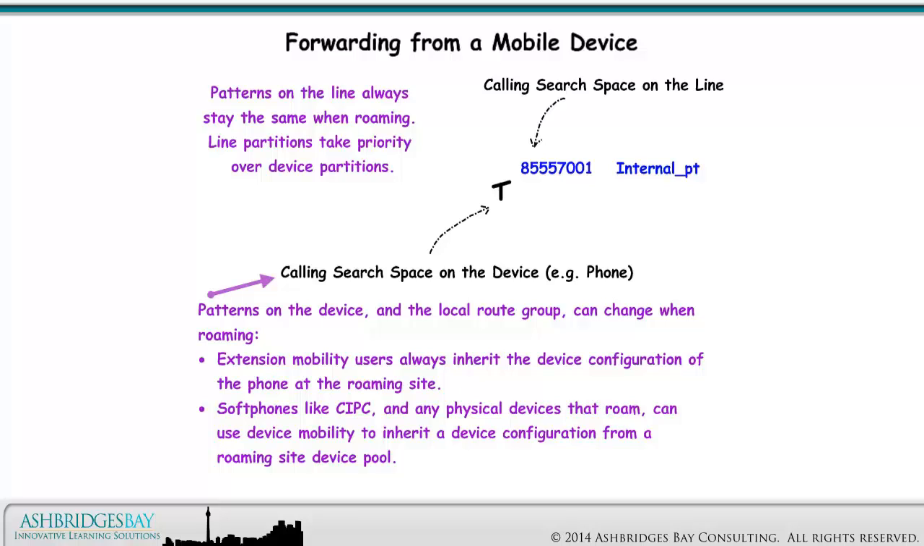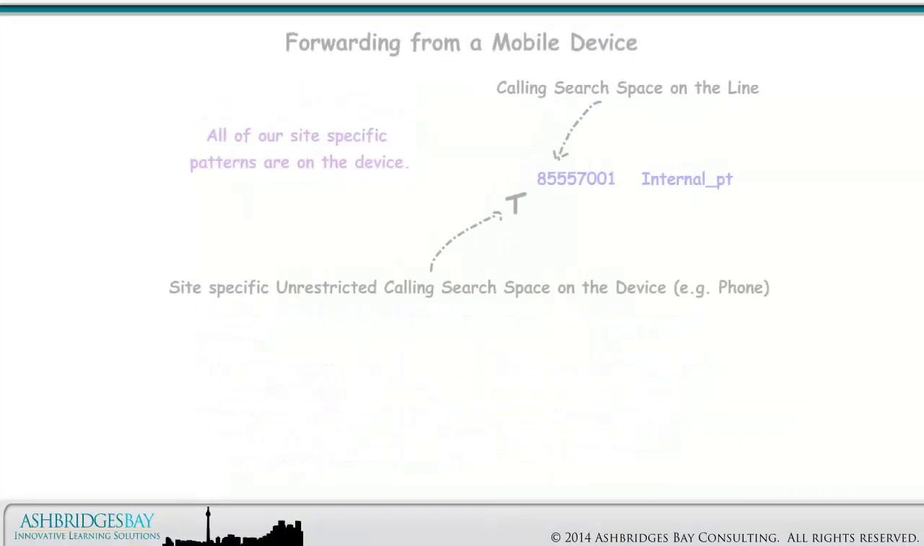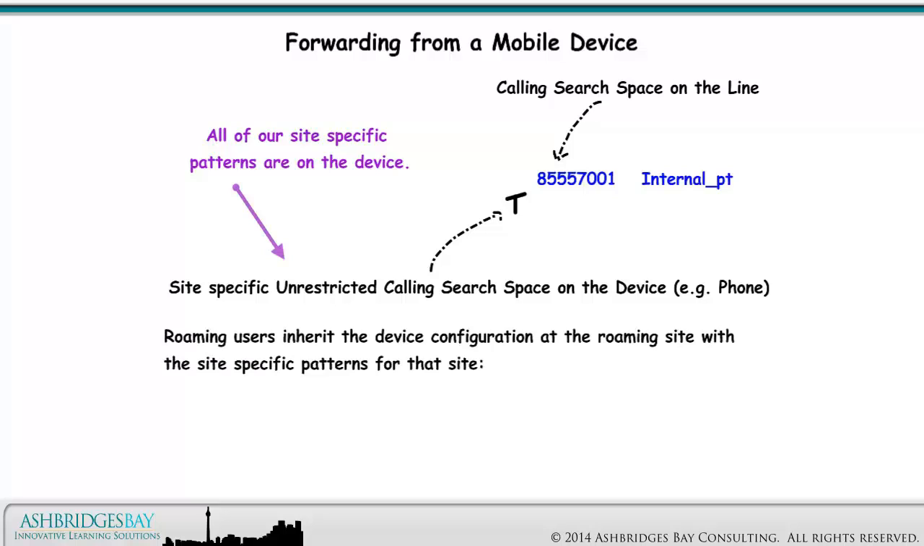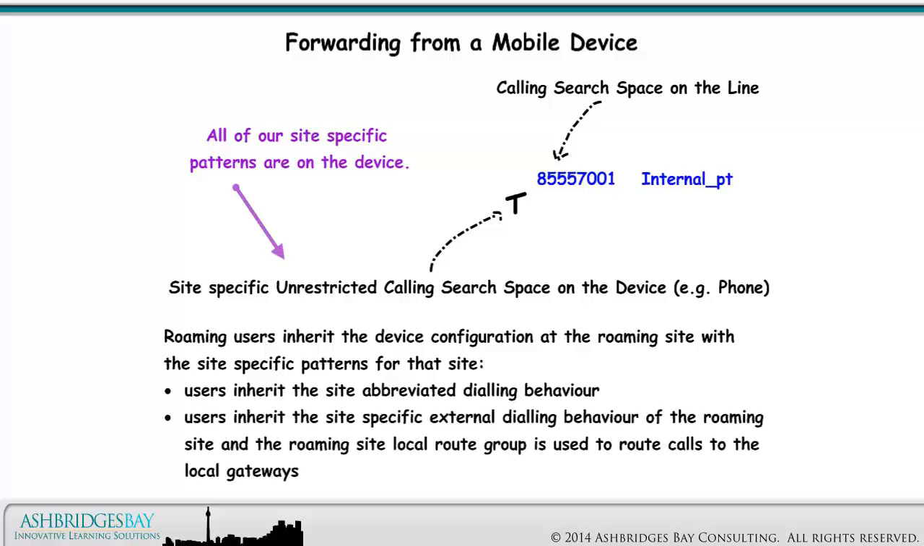Extension mobility users always inherit the device configuration at the roaming site, and soft phones like CIPC and any physical devices that roam can use device mobility to inherit a device configuration from a roaming site device pool. All of our site-specific patterns are on the device. Roaming users inherit the device configuration at the roaming site with the site-specific patterns for that site. Users inherit the site-abbreviated dialing behavior, and the site-specific external dialing behavior of the roaming site, and the roaming site local route group is used to route calls to the local gateways.